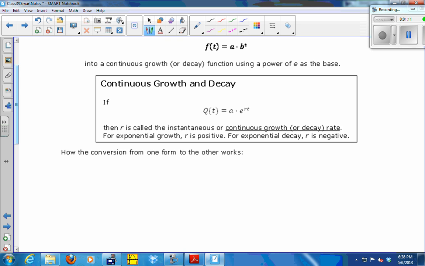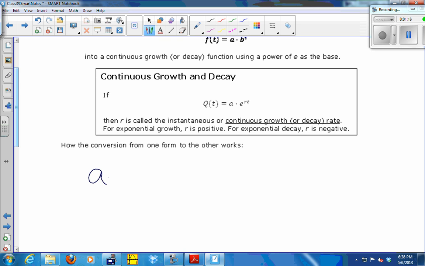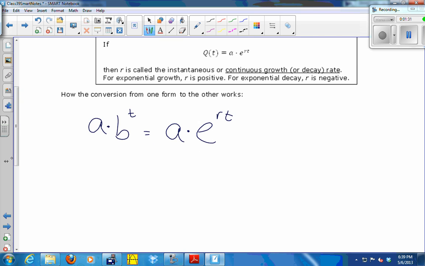Okay, so here's how the conversion from one form to the other works. I want a times b to the t to equal a times e to the rt. I want to figure out values so that these two functions are the same. They both have an a in them, so I could just divide those out, right? Divide both sides by a. The a is the same value. So I want b to the t to equal e to the rt.